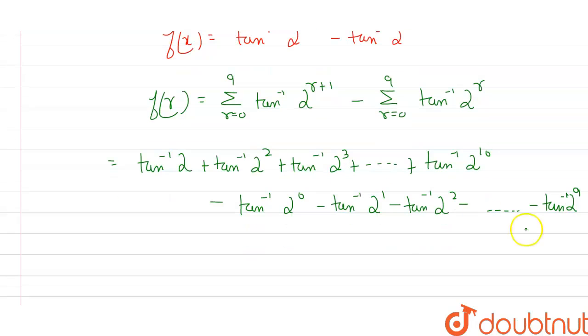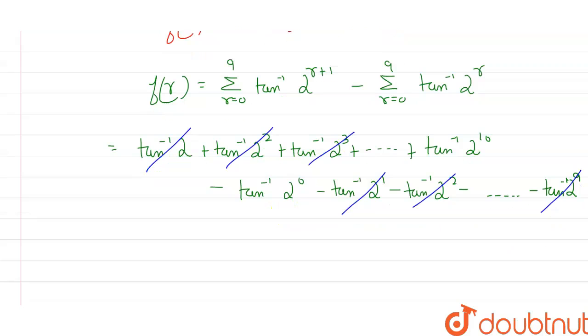Now you can notice one thing clearly: every term is cancelling out with another term. Carefully see that tan inverse 2 to the power 1 cancels out with this one, 2 square cancels out with this one. Similarly, tan inverse of 2 to the power 3 will cancel out with another term of this series. Here we are left with tan inverse 2 to the power 9, which is negative and also cancels out with the previous term, tan inverse 2 to the power 10. After this we are only left with two terms: tan inverse 2 to the power 10, and minus tan inverse 2 to the power 0.